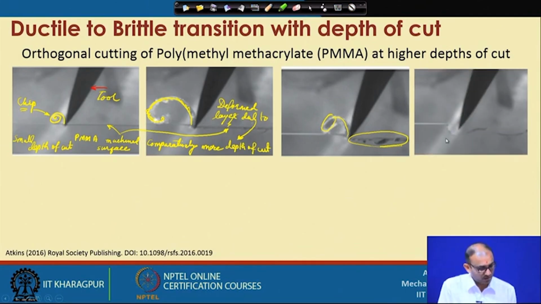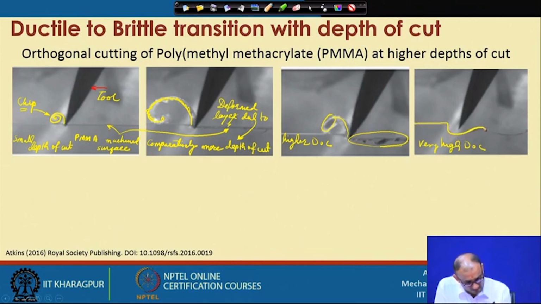Now, this is even more depth of cut. So this is higher depth of cut, and this is very high depth of cut. Now what is happening in this case is that the material is getting fractured severely. If you see, this is the material, and this is the boundary of the material, and now you can observe here the tool is not in contact with the workpiece at all.